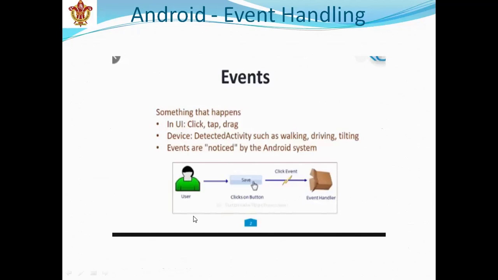Okay. So in the example in the diagram, you can see a user clicks on the save button, then there is a click event and the event handler. In the event handler, what will happen? The file or folder will be saved. Device detected activities such as walking, driving, tickling. Then after that, events are noticed by the Android system. So this is a basic example of events.